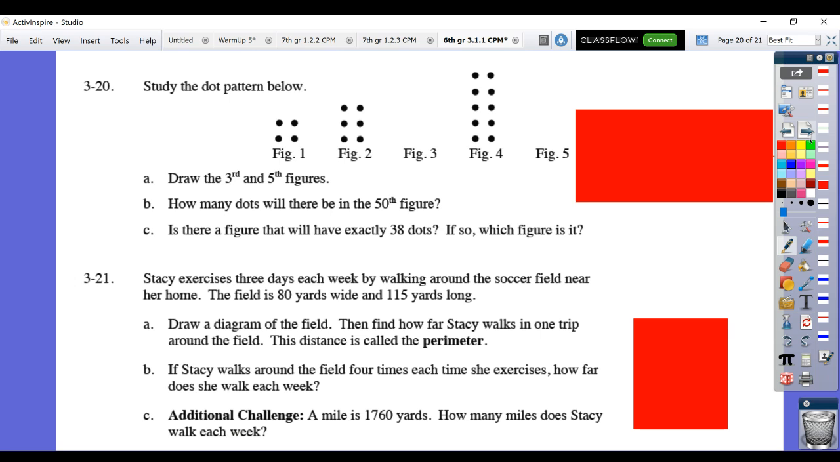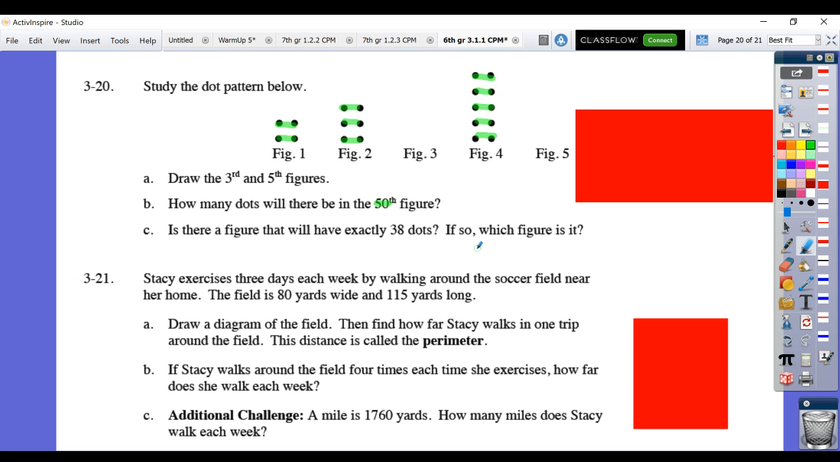For 320, they want you to look at this dot pattern. So for figure 1, we have, looks like 2 rows of 2. Figure 2 has 3 rows of 2. Figure 4 has 5 rows of 2. So what would figure 3 look like? What would figure 5 look like? And how many dots would there be in the 50th figure? All right, because the 50th figure would probably have 51 rows of 2. And then is there a figure that would have exactly 38 dots? And if so, which one?